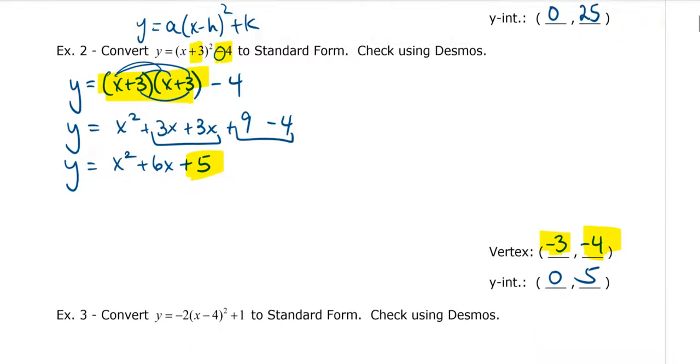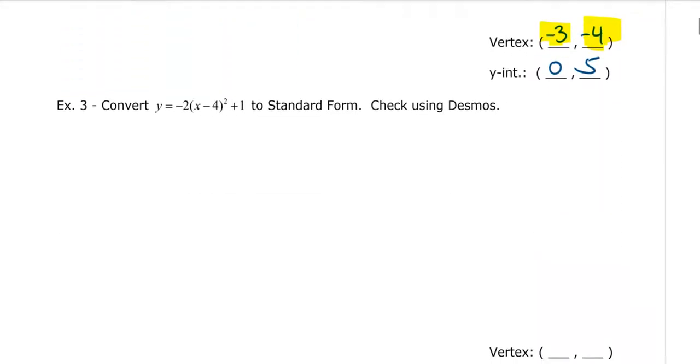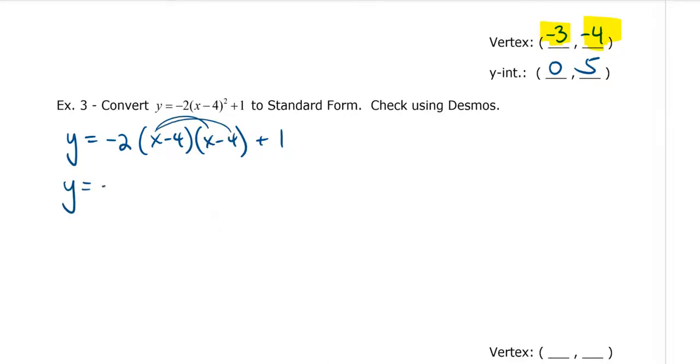Okay, let's try another one. So let's convert this one into standard form, and we're going to check using Desmos. If I convert this into standard form, the way we do this is by saying y equals negative 2. Turn the bracket x minus 4 squared into x minus 4 times x minus 4. And don't forget you have a plus 1 outside. Okay, so we're going to expand by distributing the terms in the brackets like before. So we're going to say y equals negative 2. Let's create some brackets here because you don't want to mess up that negative 2.